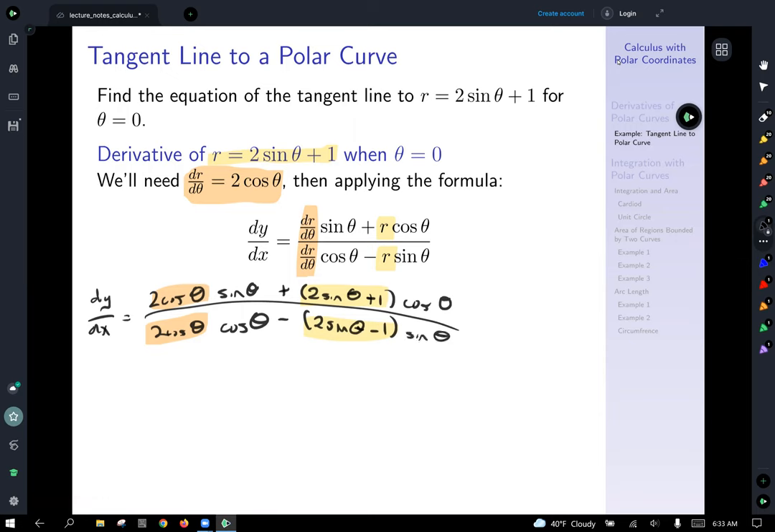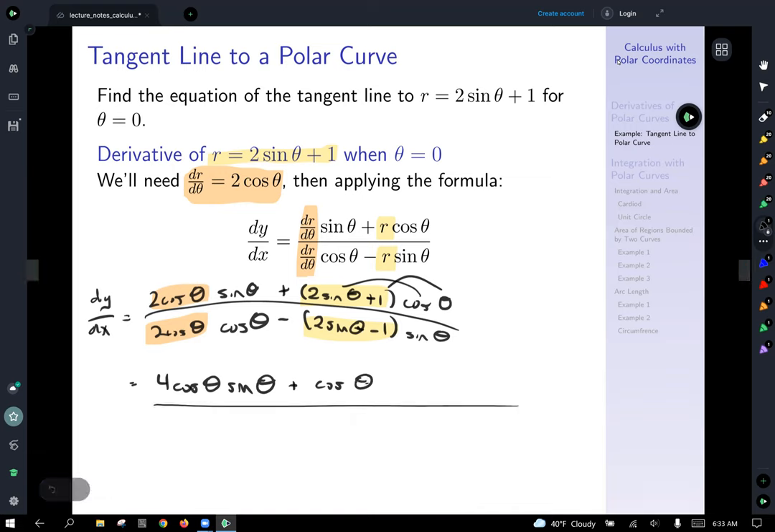Okay, now you can do a bit of algebra to tidy this up. When I multiply this out, I'm going to get 2 cosine theta times sine theta. That's the same as what we have in the front of the first expression in our numerator. So we're going to have a total of 4 cosine theta sine of theta. And then when I distribute cosine times positive 1, I'm going to get cosine of theta. In the denominator, we're going to get 2 cosine squared of theta minus 2 sine squared of theta, and as we continue distributing, we'll get plus sine of theta. Good. So there's our derivative expression.